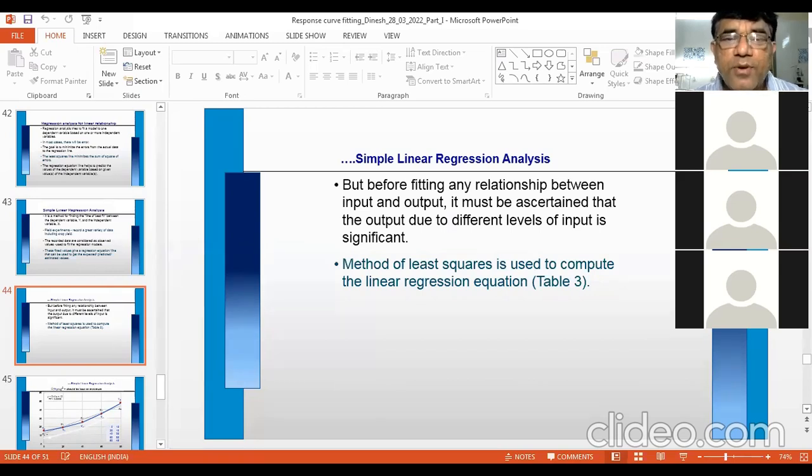And the method of least squares is used to fit the linear regression equation. You can call it by different names: to fit it, to make it, to develop it, to estimate the equation, to work out the equation. The main purpose is to compute the equation, to calculate the equation. Once you have calculated or estimated the equation, then you can convert it into the form of a line, the form of a graph.